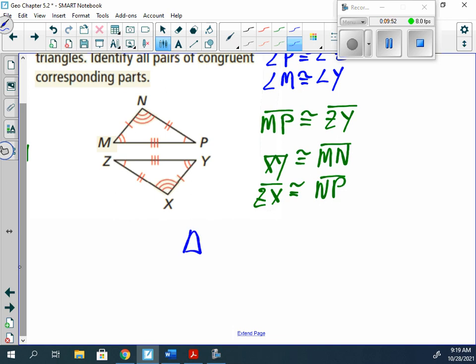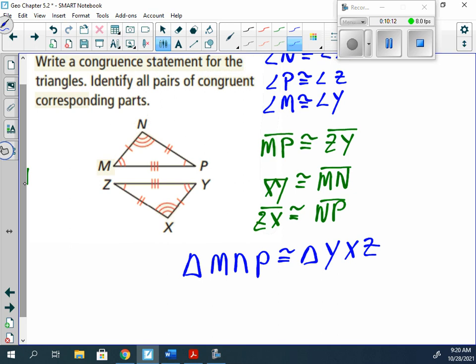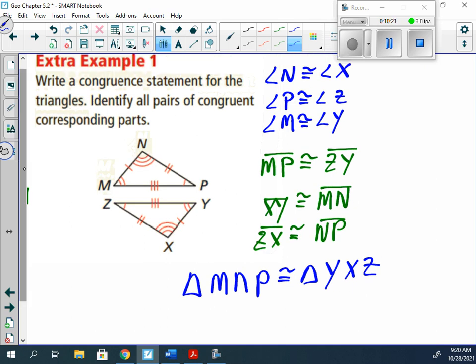So triangle what? MNP is congruent to, so we started with M, yes? Y, and then X, and then Z, because the angle that corresponds with M is Y. The corresponding angle to N is X, and P matches up with Z. They're going to be in the exact same order. We're mainly just lining up the angles that are congruent and following the pattern.